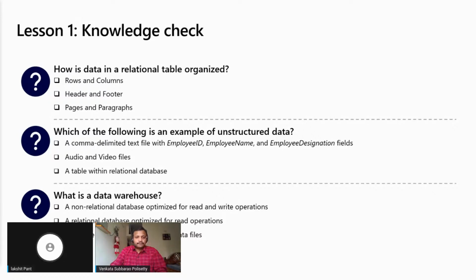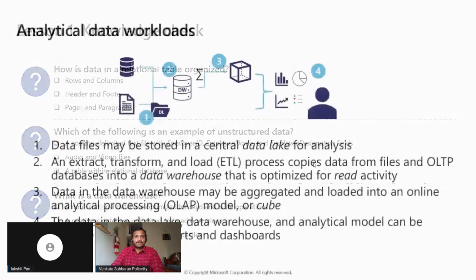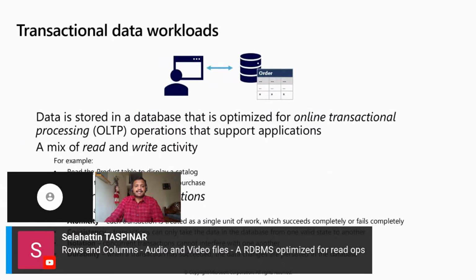So, sir, we have one question. Do you like to take up this question right now? Yes, please. Which DB transaction property ensures that individual transactions are executed only once and either succeed in their entirety? Okay, can you post that particular question? Let me do it. It's on the screen if you can see. Yes. So I said to you right in the one before. Yes, sir. This consistency property will make these transactions valid, and also isolation, that is concurrent transactions. These two play an important role. Hope I have answered this question.